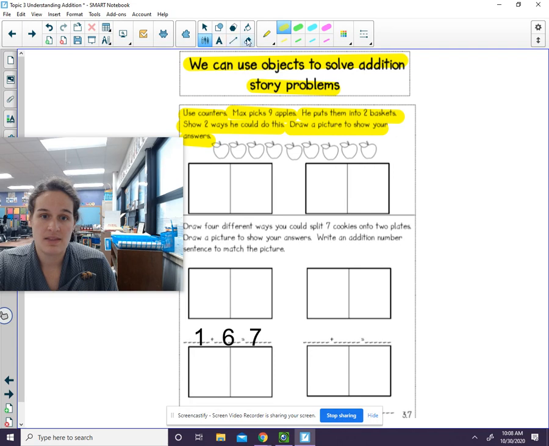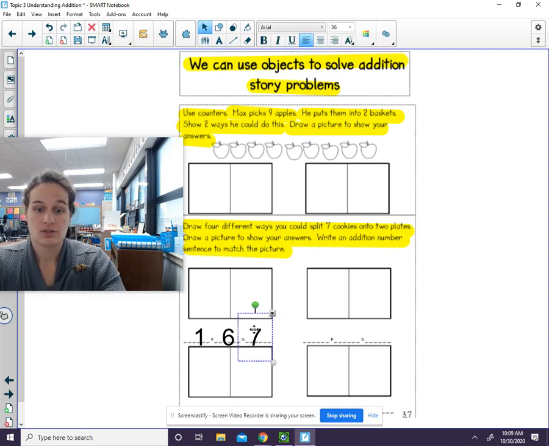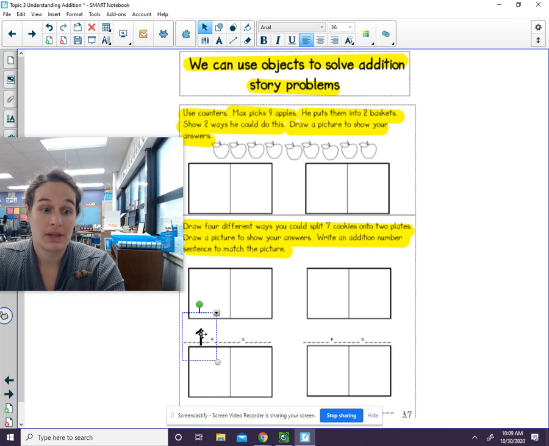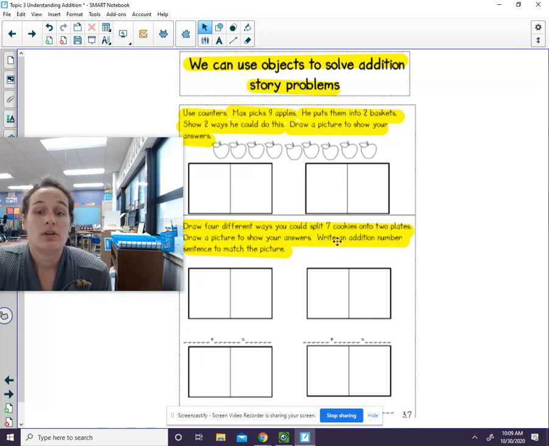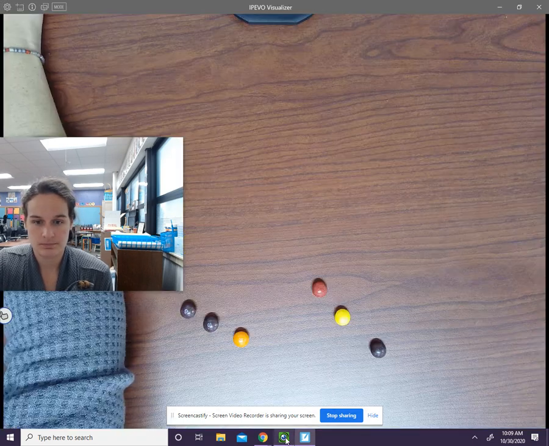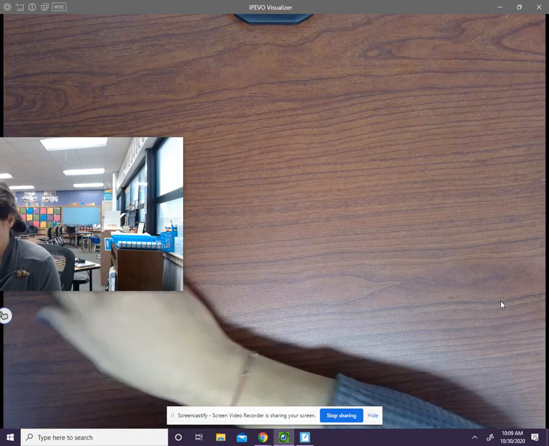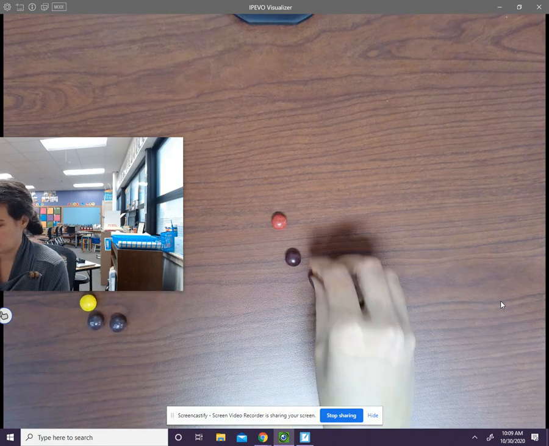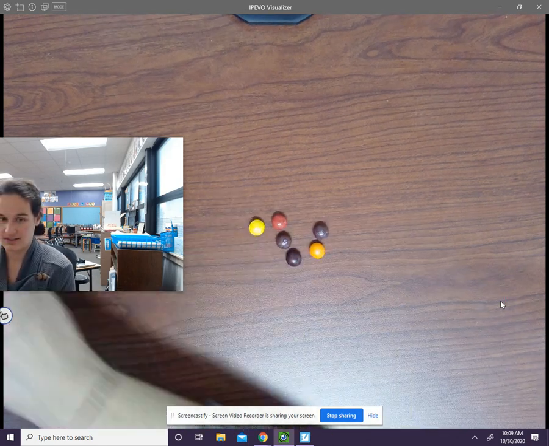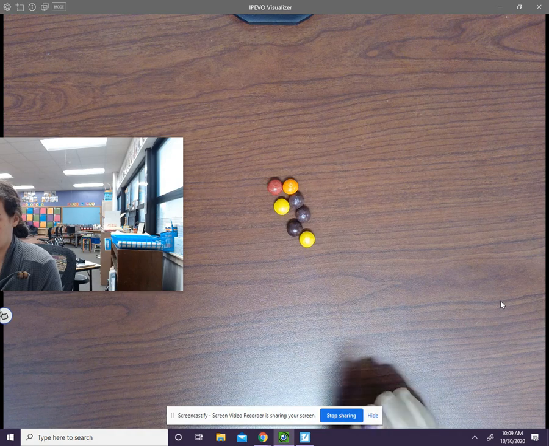Let's take a look at this example. It says draw 4 different ways you could split 7 cookies onto 2 plates. Draw a picture to show your answers. Write an addition number sentence to match the picture. Okay, so we are going to go and do one example like this, okay? So we're going to start with 7 cookies and split them between 2 plates. Okay, so I need 7. 1, 2, 3, 4, 5, 6, 7. So here are my 7 cookies.